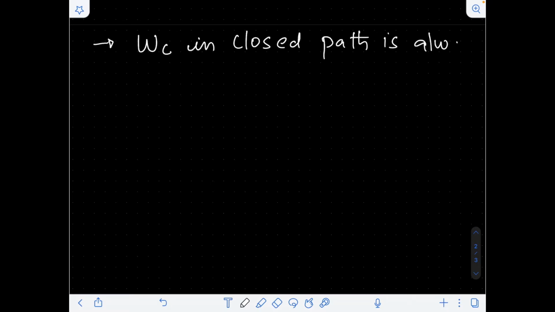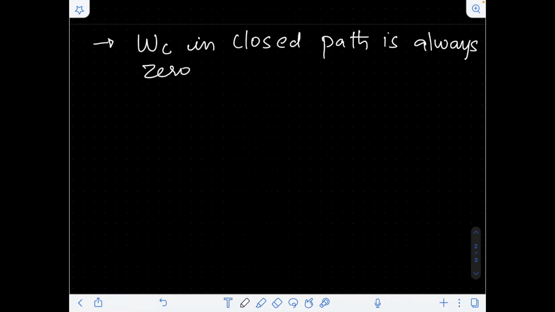Firstly, if we talk about the conservative forces, they have a very basic definition which I have already discussed, that is the work done in a closed path is zero. So the work done by the conservative forces in a closed path is always zero. Why is it zero?